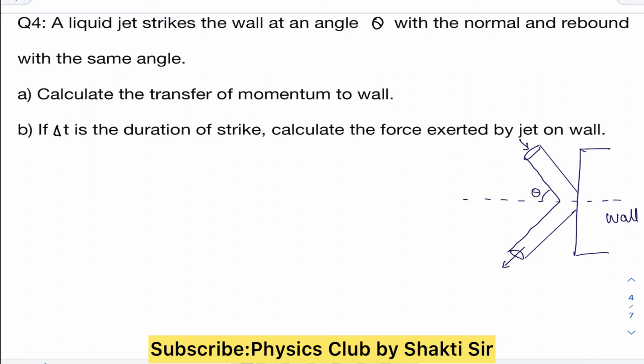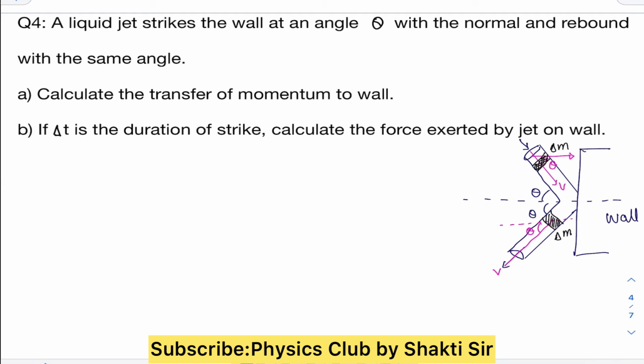So this is the normal, and the jet strikes making an angle theta; again it rebounds with the same angle theta. So let's see what the diagram says. When it is moving like this, it makes an angle theta here, and when it is coming out, it is again moving at an angle theta. This is angle theta, this is velocity v, this is velocity v, and we are considering a small element of mass of the fluid, delta m.